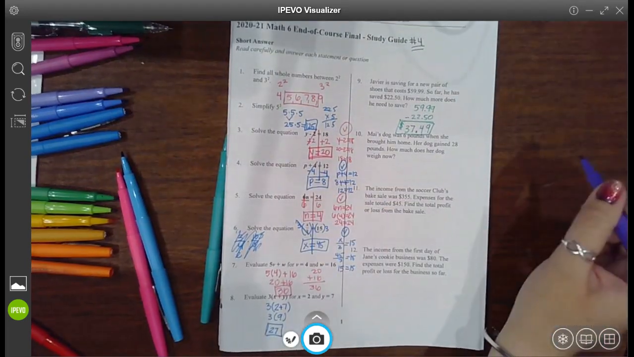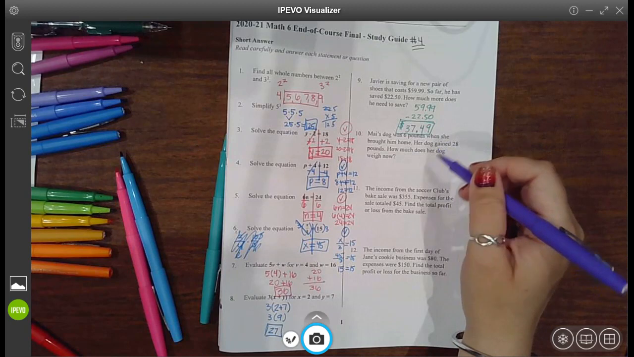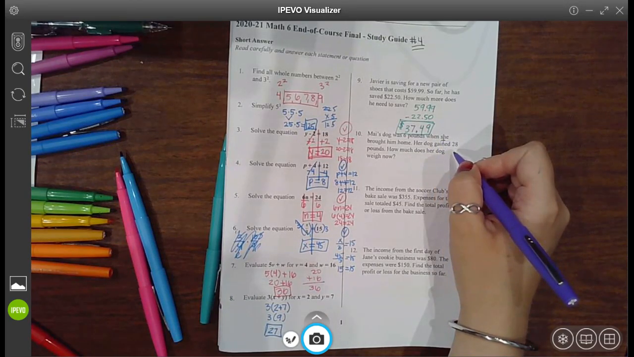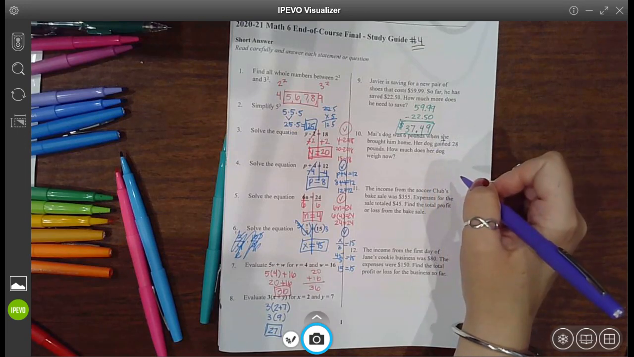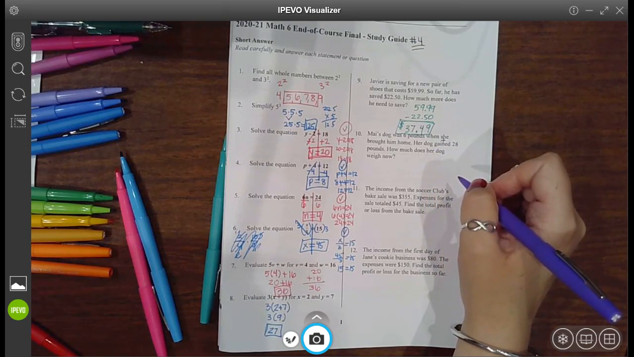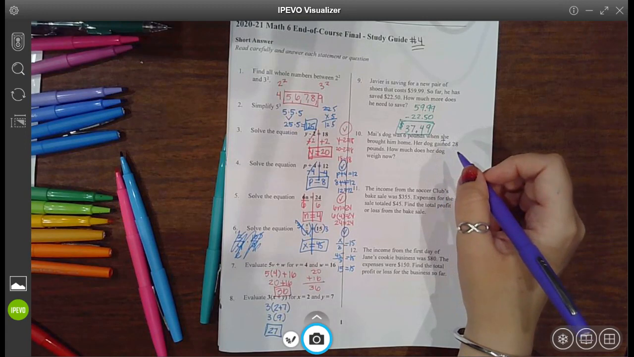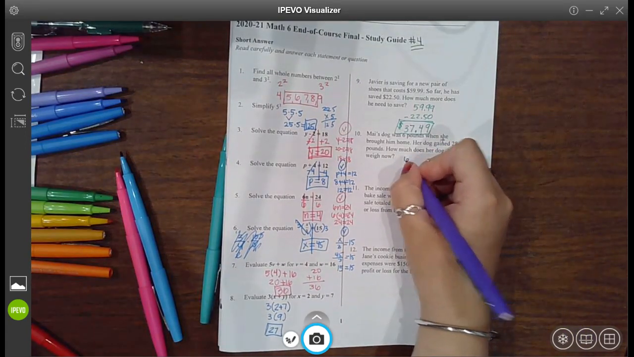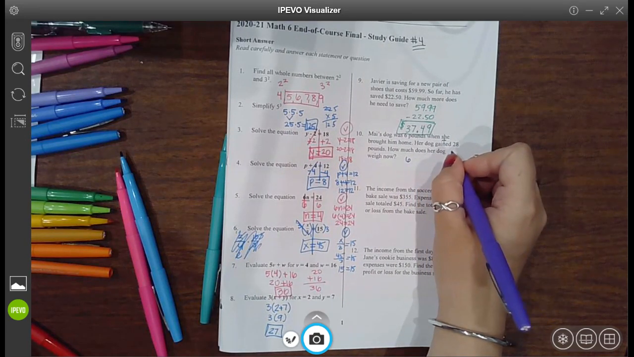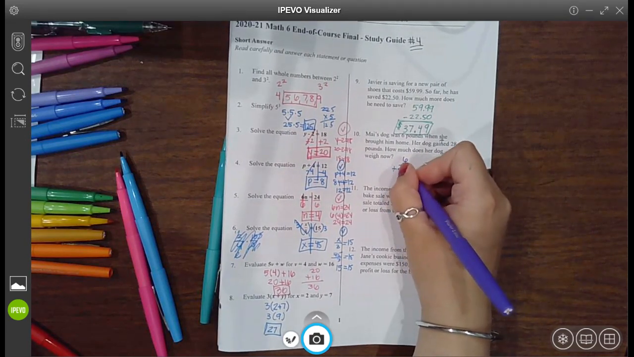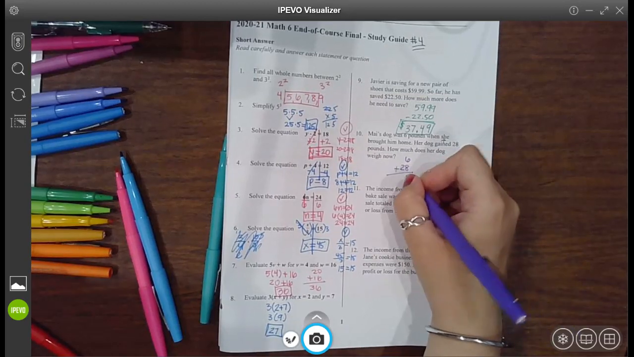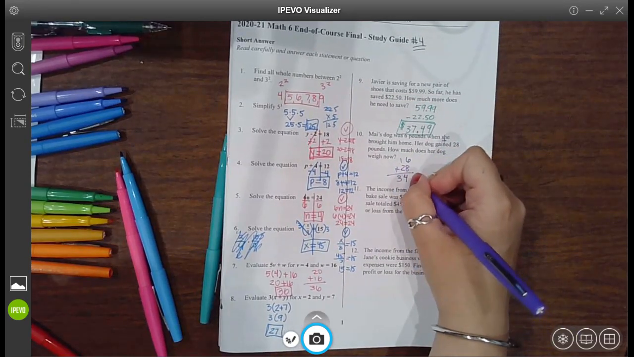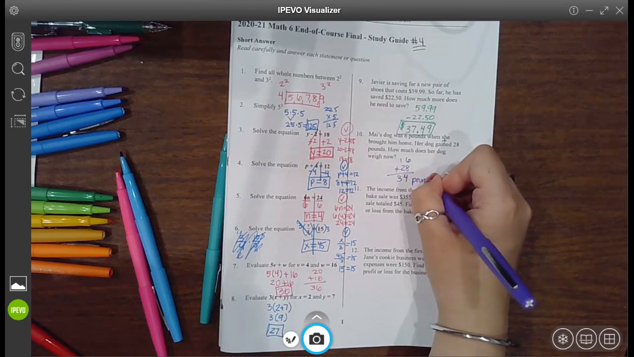Okay, the next one says Mai's dog was 6 pounds when she brought him home. Her dog gained 28. How much does her dog weigh now? Okay, so what do you think? How would I figure this out? Well, it started at 6, and then it gained 28 more. So add 28 to that, and that'll tell you how much it is now. So 6 plus 28 is 34. So now it is 34 pounds.